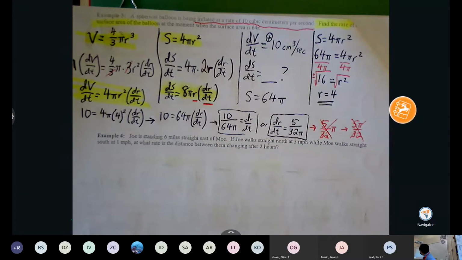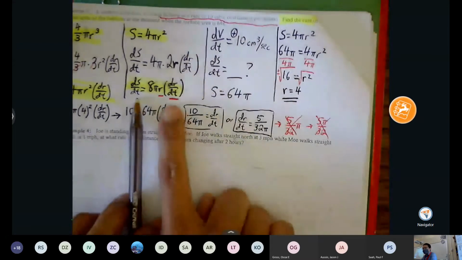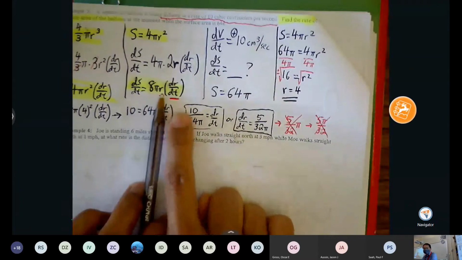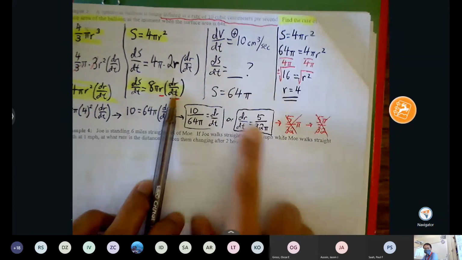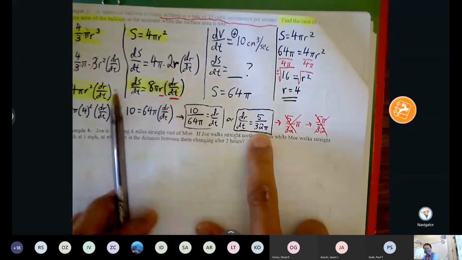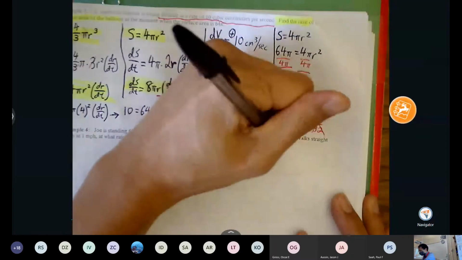All right, I think we should be able to work towards our answer, right? Because there's our dS/dt. We have r that we can plug in. We have dr/dt that we can plug in, and then we can solve for dS/dt. So I'm running out of room here, so I'm going to put it below here.